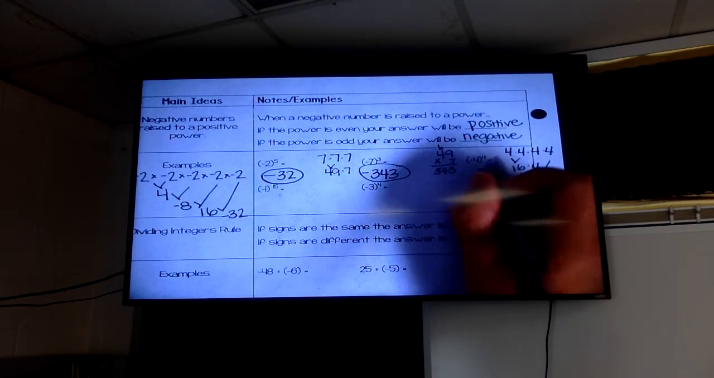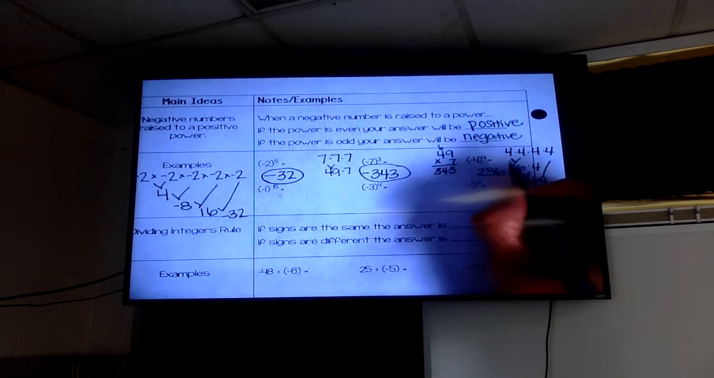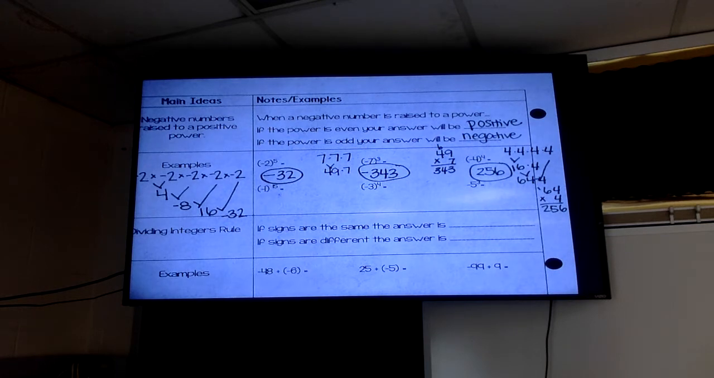My exponent is a 4. That's an even number, so my answer is going to be positive 256. All right, try the next one.